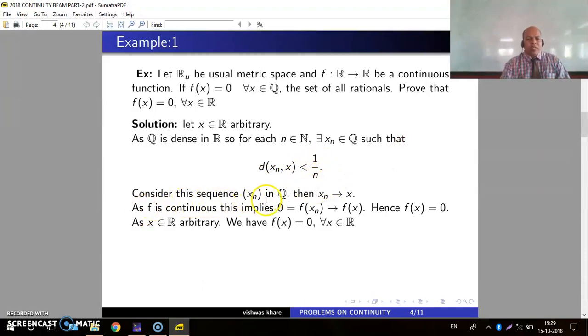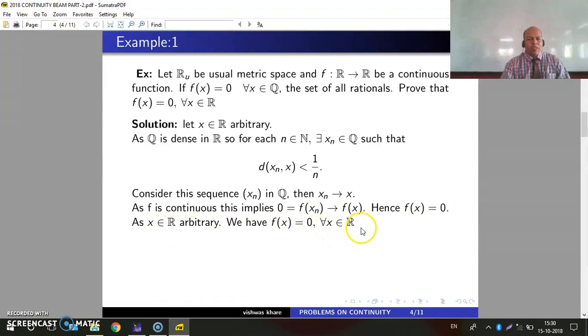Consider this sequence xn in Q, then xn tends to x. As f is continuous, this implies 0, which is equal to f(xn), converges to f(x). As f(xn) is a constant 0 sequence, it will converge to 0. Hence, f(x) is equal to 0. As x belongs to R is arbitrary, we have f(x) is equal to 0 for all x belongs to R.